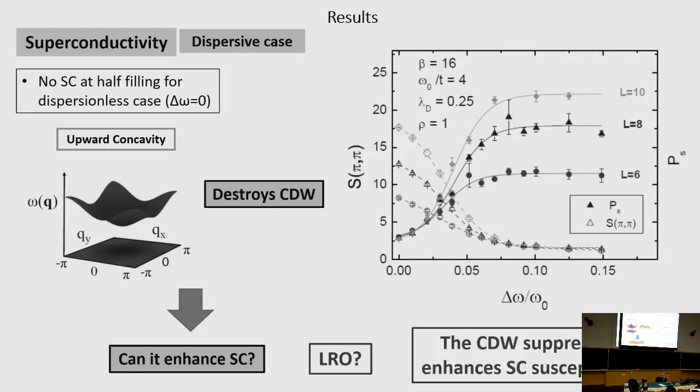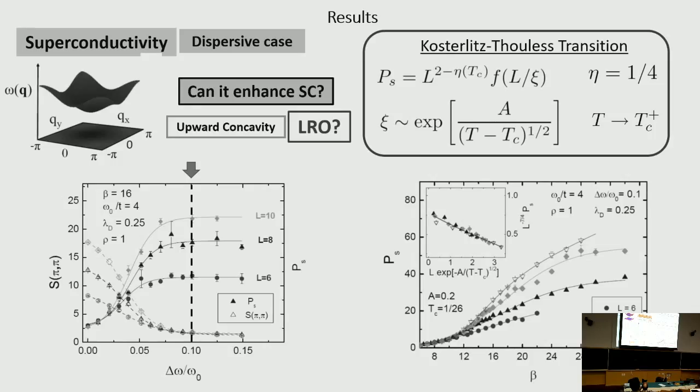And again, in order to show that we have long-range ordering, we need again to perform some scaling analysis. But we know that we are working with a 2D lattice with a two-component order parameter for superconductivity. So it belongs to a Kosterlitz-Thouless universality class. And by analyzing it for one fixed value of dispersion, we can see that we have long-range ordering.